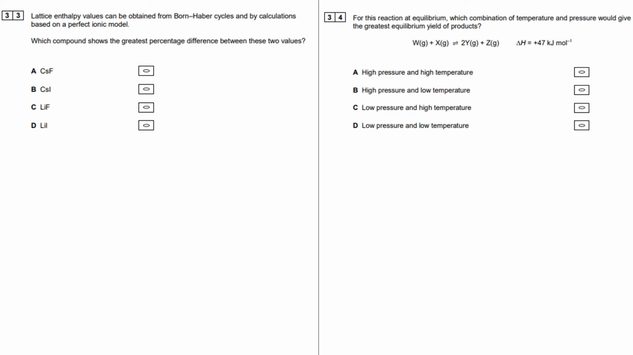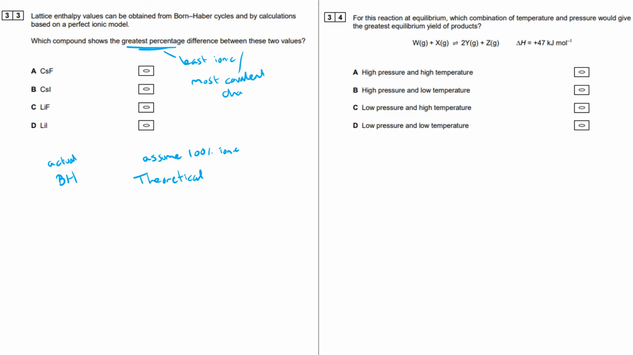Question 33. Lattice enthalpy values can be obtained from Born-Haber cycles and from calculations based on a perfect ionic model. So Born-Haber cycles are your actual values. Theoretical values assume the ions are perfectly spherical, or it assumes 100% ionic. So the ones that show the greatest percentage difference are the ones that are the least ionic, or have the most covalent character.